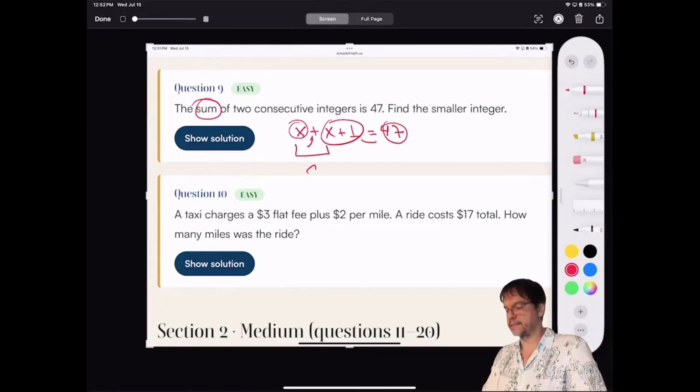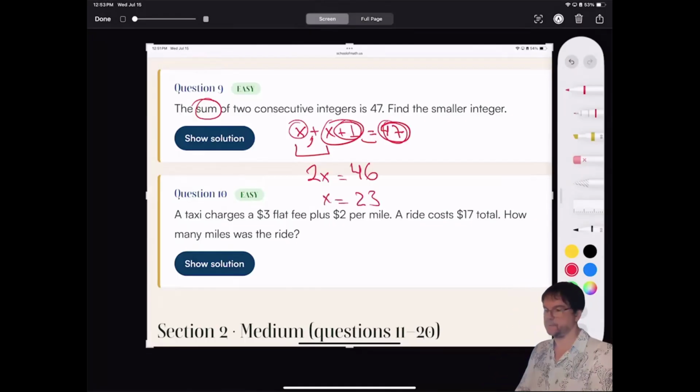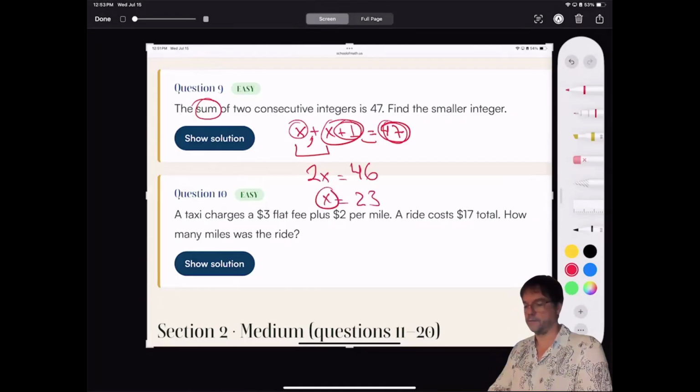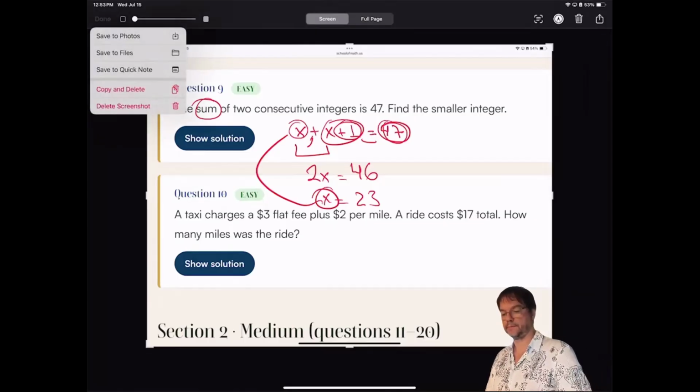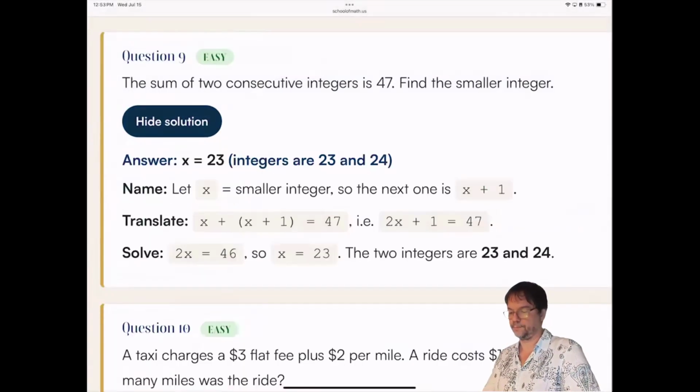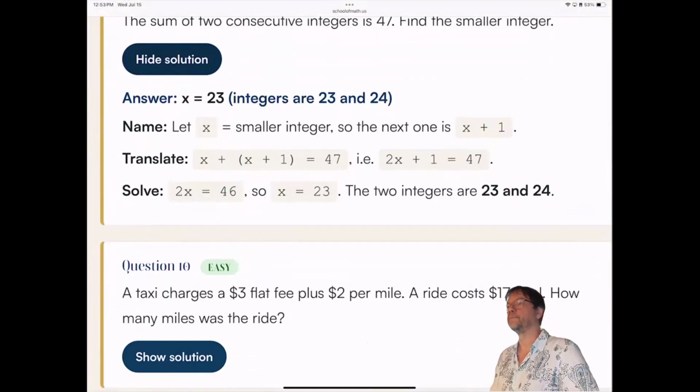x plus x, x squared? Oh, no, no, 2x. It is not x times x. Okay? 47 minus 1 is 46. Find the smaller one. 23. Is that okay? Yeah. And the next is 24, obviously.